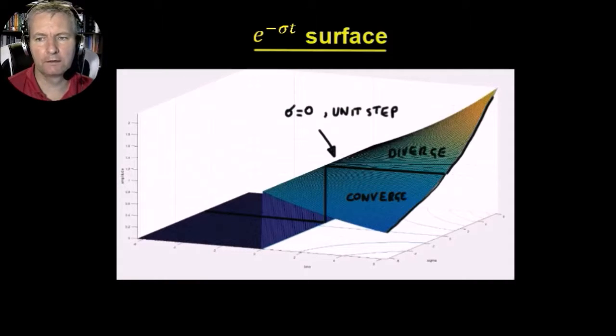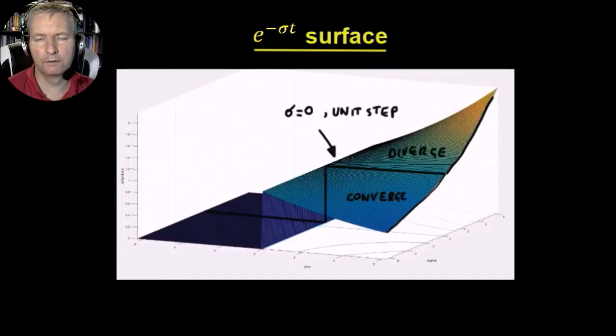But if we were to make that value of sigma less than 0, then we would have minus sigma, which would be e to the plus sigma. So that would give us this end here of this function. So in this case, the function would start to diverge. It would start to head off to infinity.